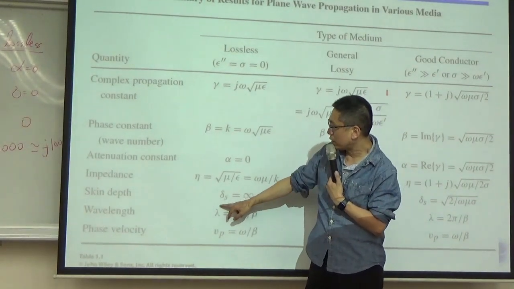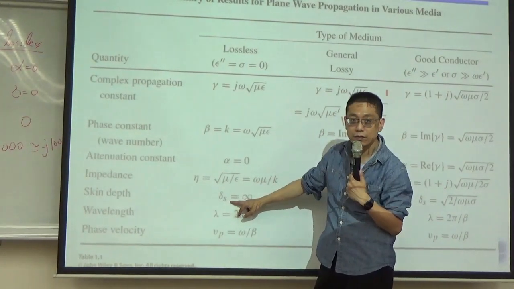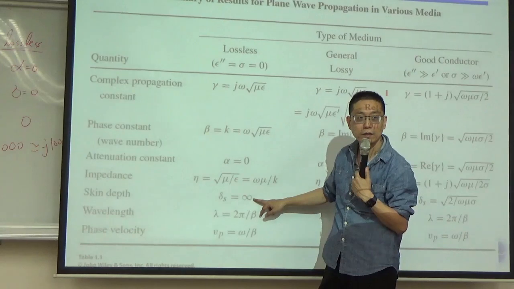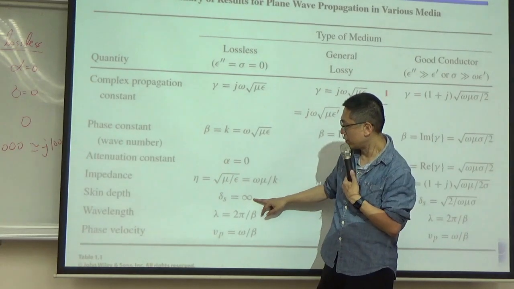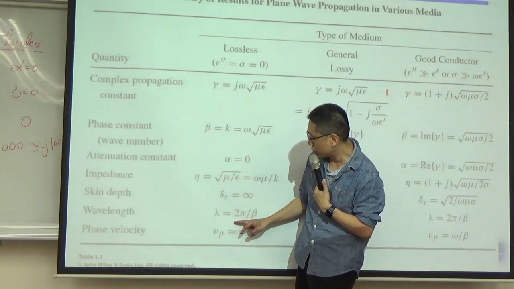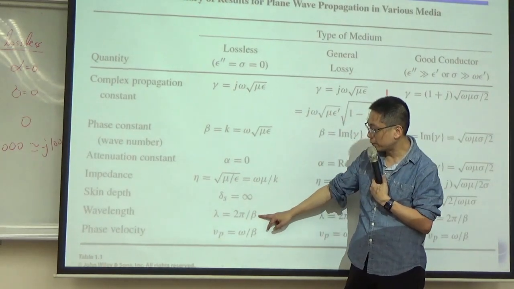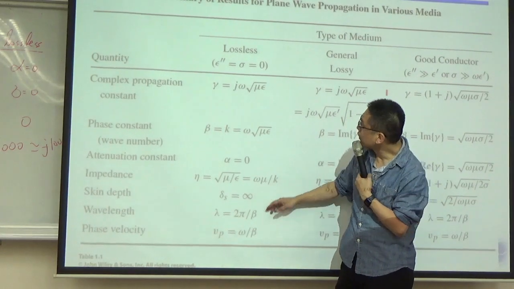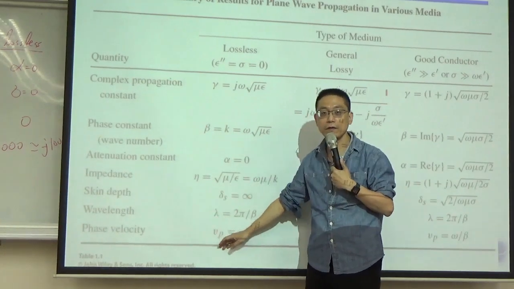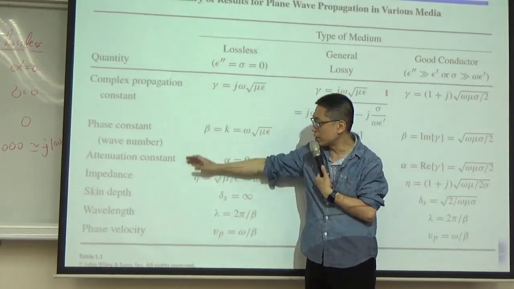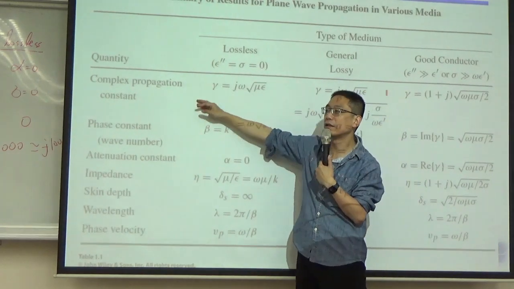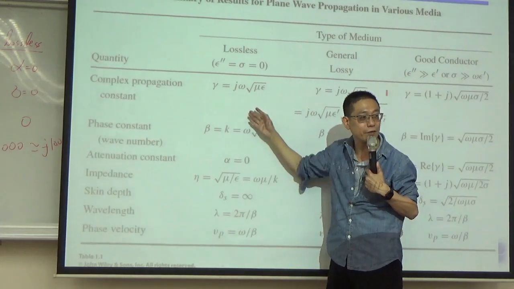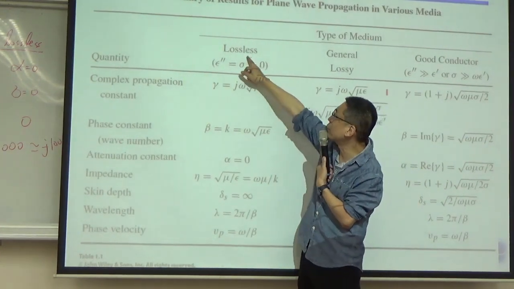Well, in your skin depth, because it is lossless, your alpha is 0. 1 over 0, it is infinite. Your skin depth is infinite. And your lambda equals 2 pi over beta. And the Vp is omega over beta. Okay, you should be very familiar with this column, and use this table in your test. Maybe you can find an answer from the equations. Okay, this is an easy one for the lossless case.